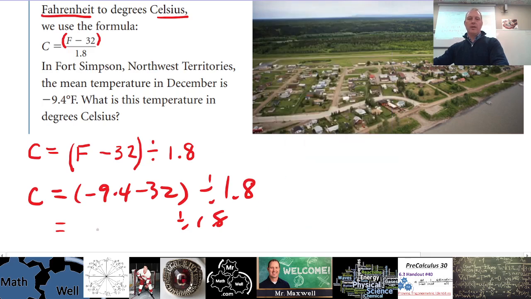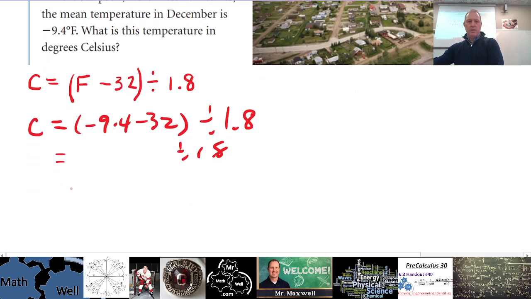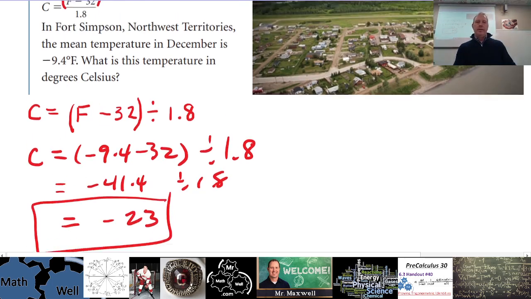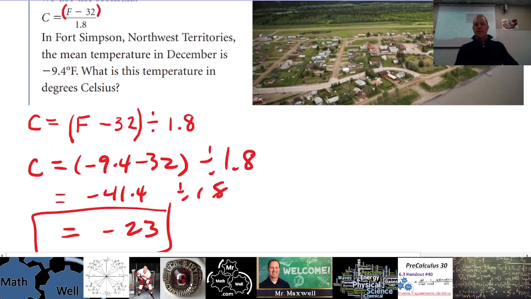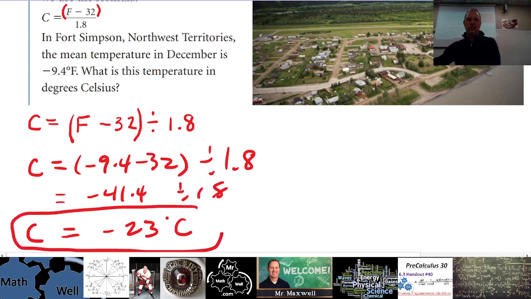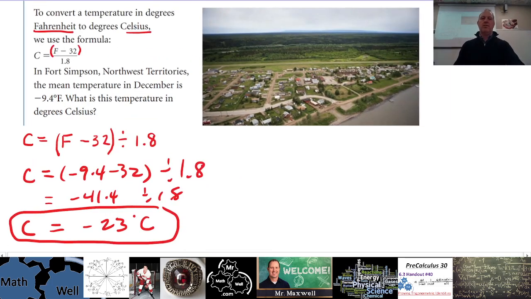It's -23. -41.4 divided by 1.8, okay? So that should be your answer there. -9.4 degrees Fahrenheit is actually -23 degrees Celsius. And in a word problem, make sure that you have clearly communicated what your answer is with proper units. You don't need a word sentence, although a word sentence would be very clear, and it would be appreciated.